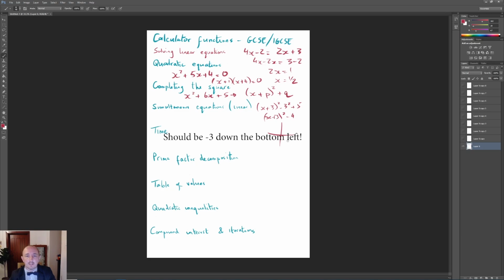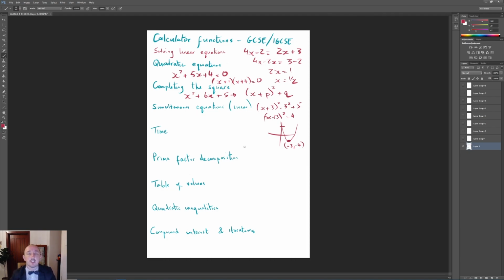-3, -4 down here. Okay, we know when x equals 0, it's going to go through 5, so we're going to get something that looks like that. Okay, so the completed square version gives us the coordinates -3, -4 of the turning point of the graph. This is for quadratics only, not anything higher than that.